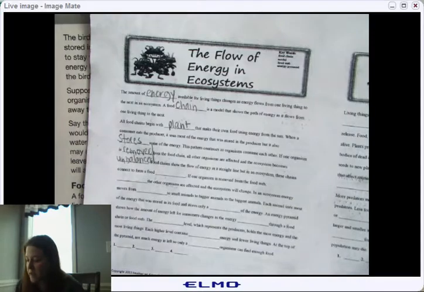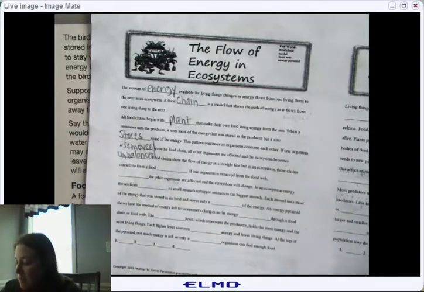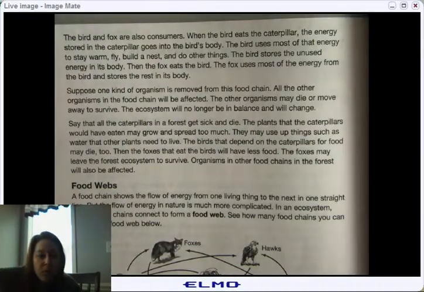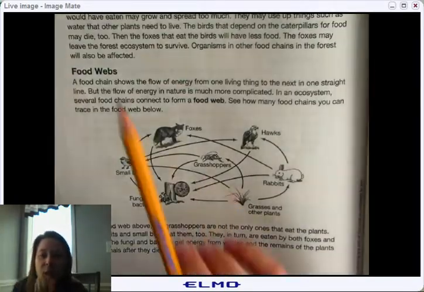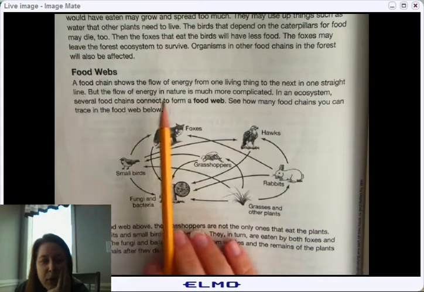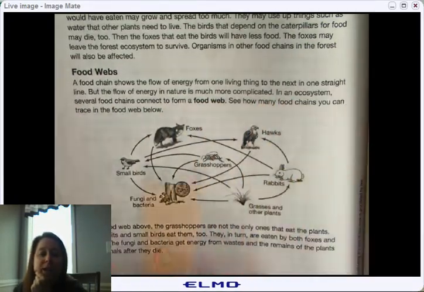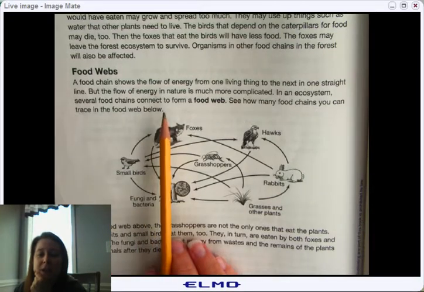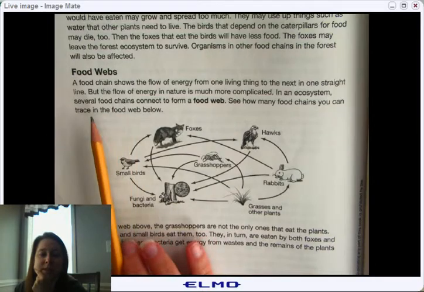Food chains show the energy in a straight line, but in an ecosystem, these chains connect to form a food web. Okay. Food webs. A food chain shows a flow of energy from one living thing to the next in one straight line. But the flow of energy in nature is more complicated. In an ecosystem, several food chains connect to form a food web. See how many food chains you can trace in the food web below.